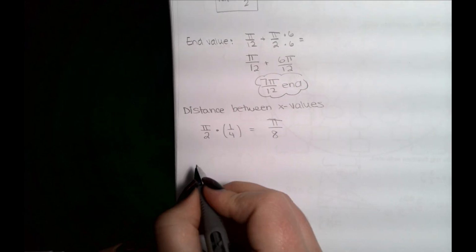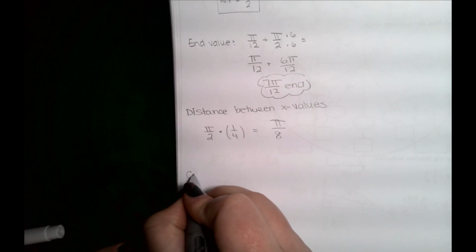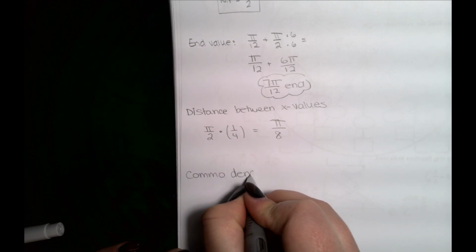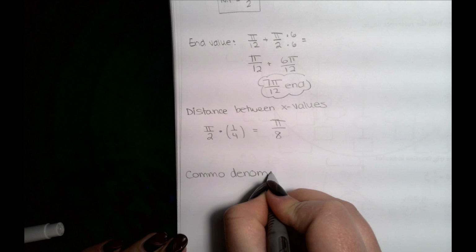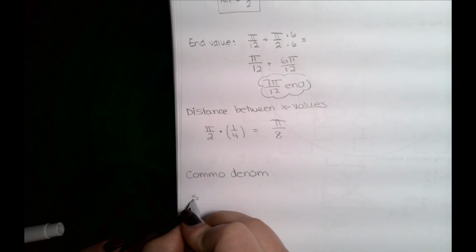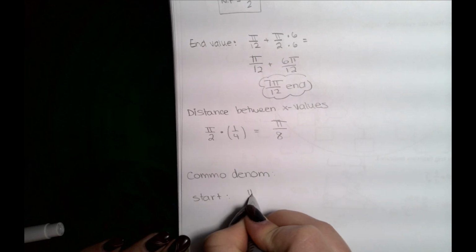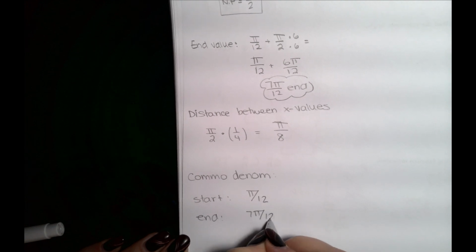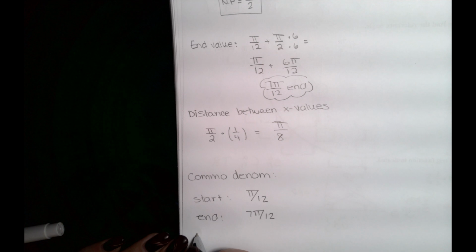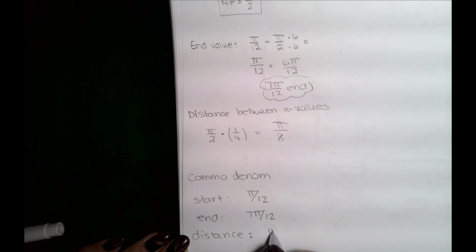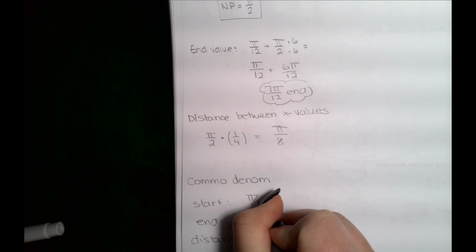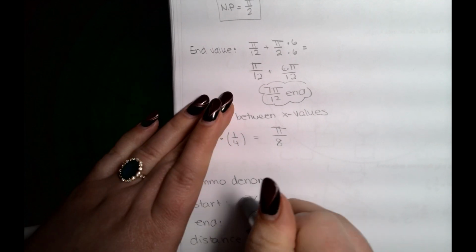The last step that you want to do before you start graphing is compare common denominators. And those common denominators are going to be between your start value, your end value, and your distance. And I'm going to write this fraction a little bit better for 7 pi 12ths so we can see what I'm going to be multiplying. Same thing with pi 12ths.